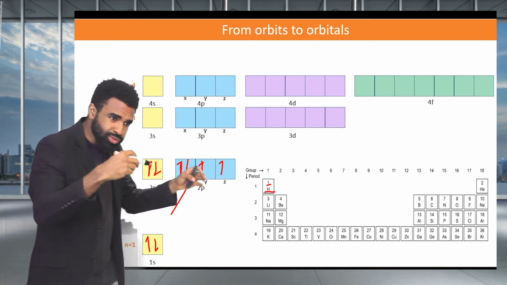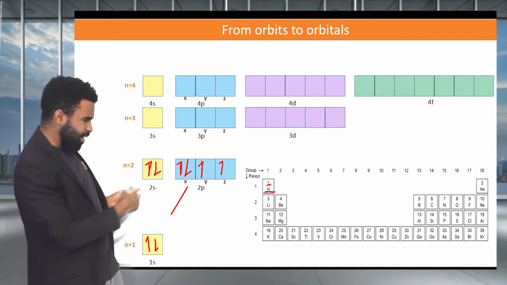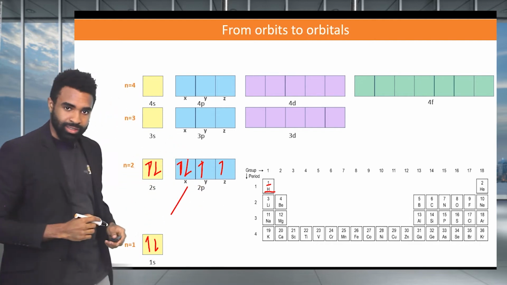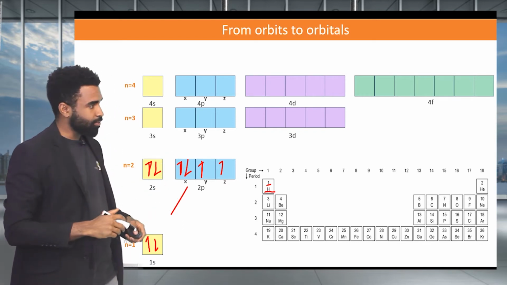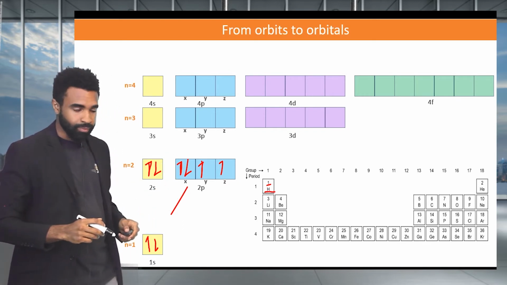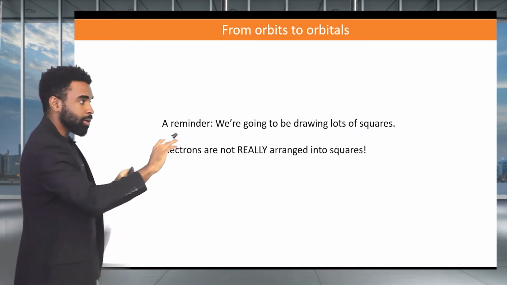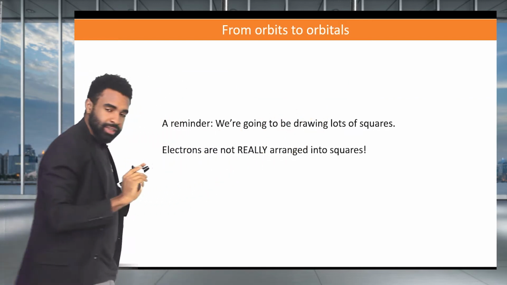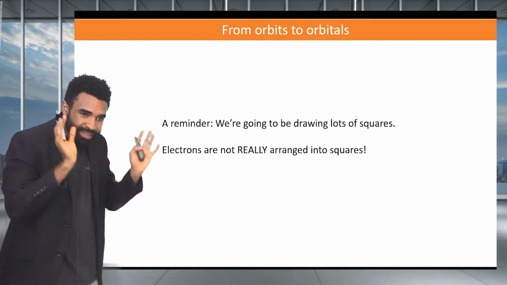But what are the rules that I'm using to fill up those electrons? How do I know the way in which the electrons get arranged? That is the focus of this video. A quick reminder though, that we're going to be drawing lots of squares in this video, but electrons are not arranged in squares.